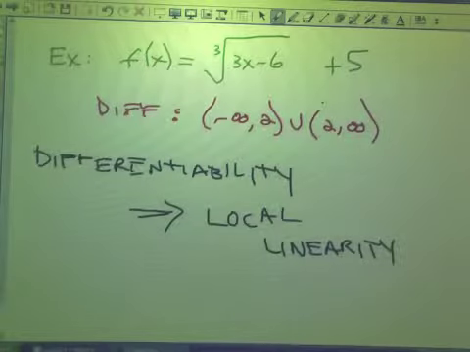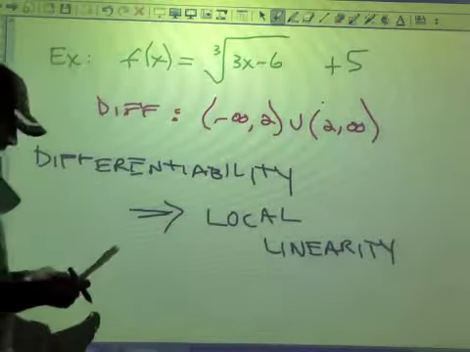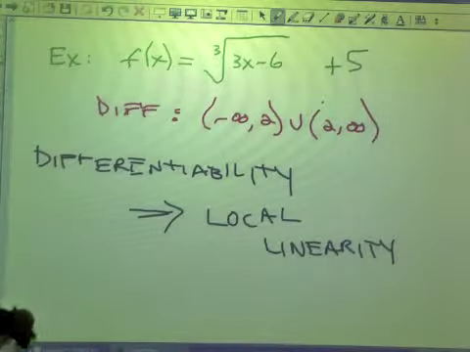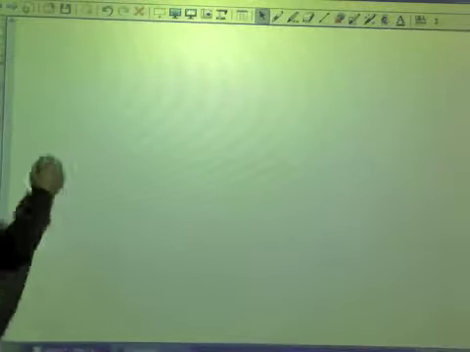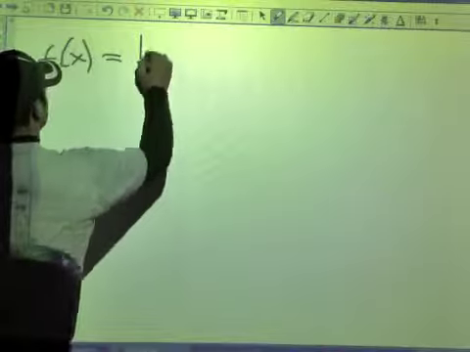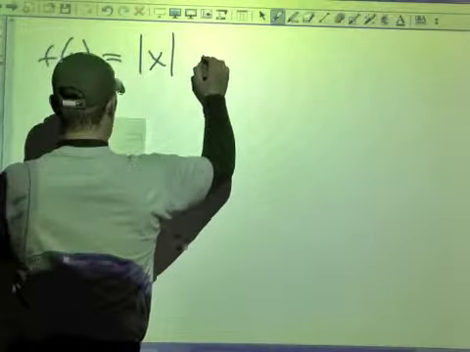Differentiability implies local linearity. And I'm going to explain that with a couple examples. It's a really important concept in calculus, actually. So let's take a look at a couple of functions. First of all, let's look at absolute value of x plus 1.